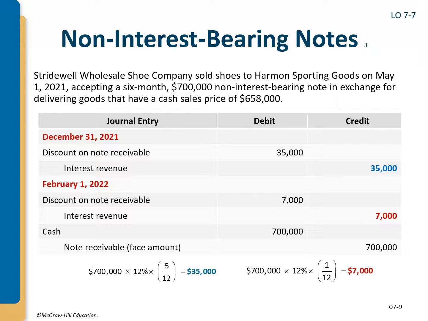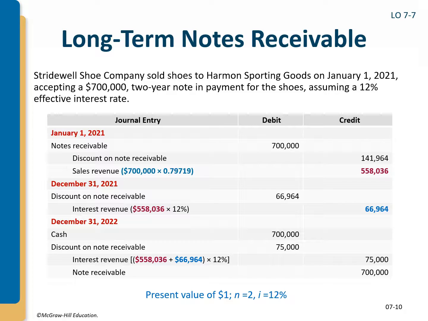Remember, one more time, discount on note receivable is a contra asset account, so it begins with a credit balance. To reduce it, you must debit it. What is in that account? Interest. Interest we're not allowed to recognize until it's been earned. As we earn it, we take it out of the discount account and put it into interest revenue. Okay, so those were short term. Now we'll take a look at long term.